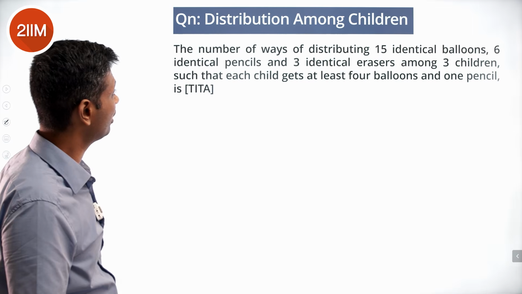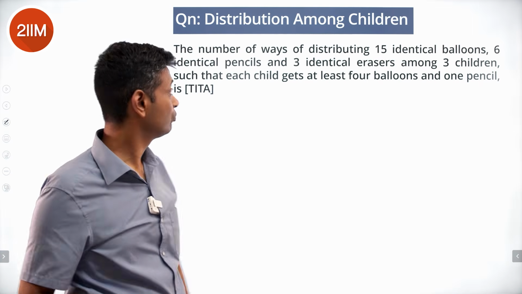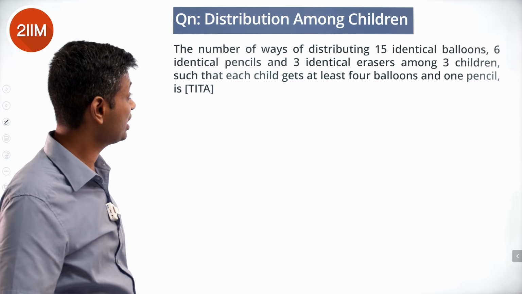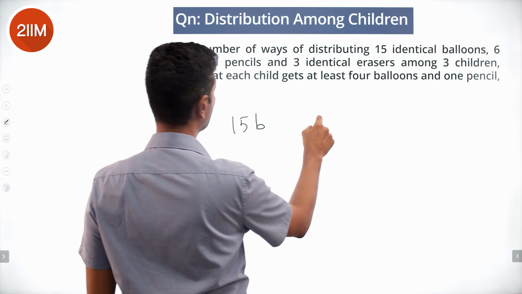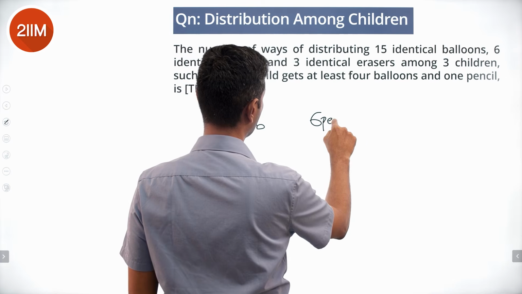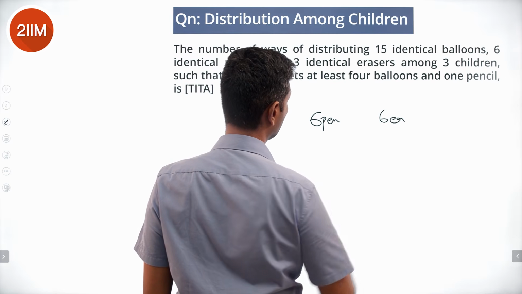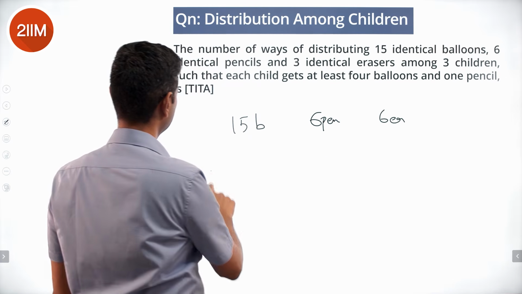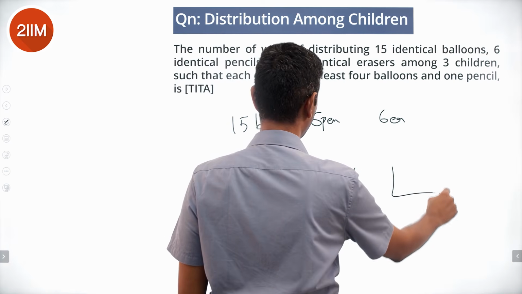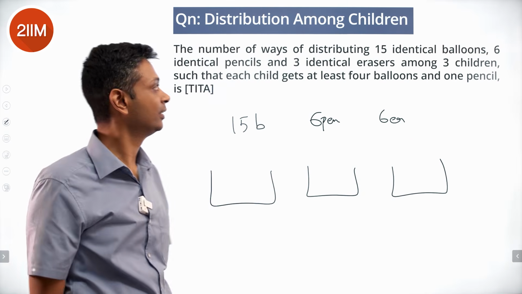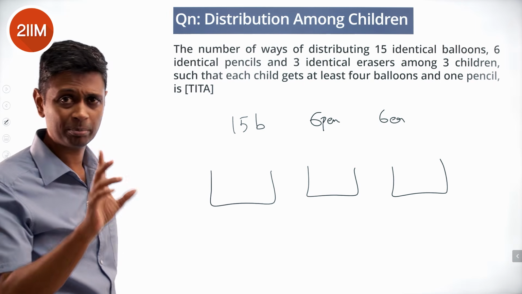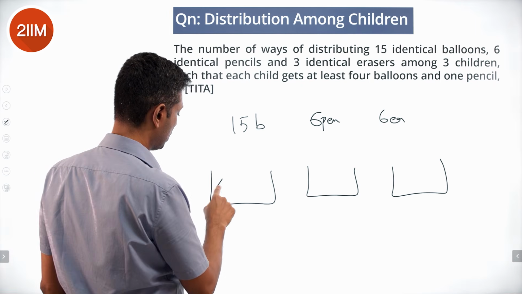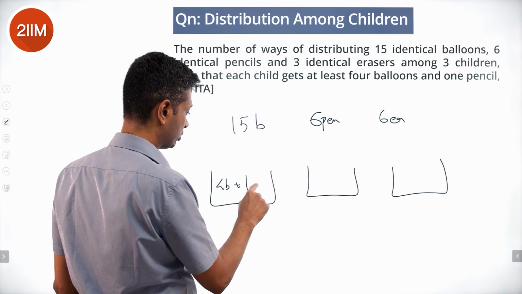The number of ways of distributing 15 identical balloons, 6 identical pencils and 6 identical erasers among 3 children, obviously not identical children, such that each child gets at least 4 balloons and 1 pencil. So 4 balloons plus 1 pencil.